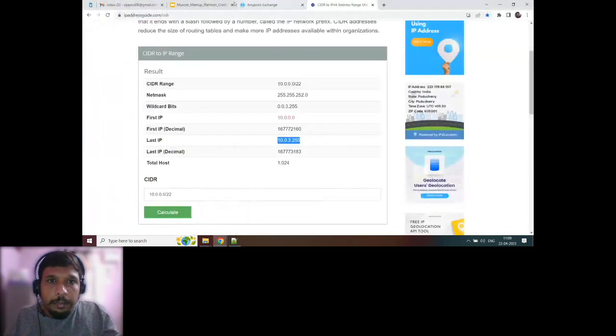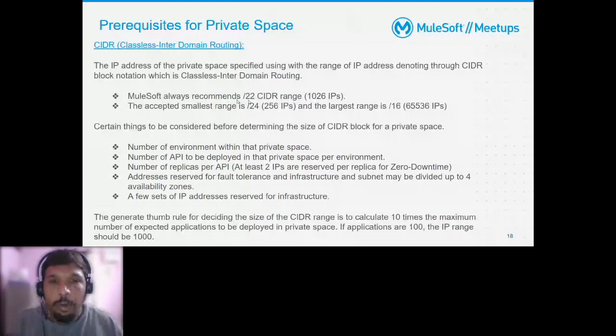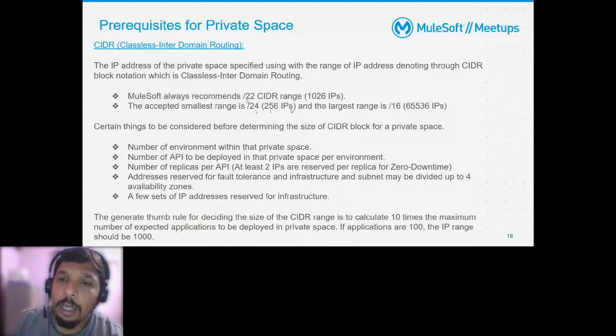As you see, MuleSoft ideally recommends the /22 range, which will provide 1024 IPs. But the accepted smallest range is /24, which gives up to 256 IPs, and the largest range is /16, which gives up to 65,536 IPs. So this is the range.